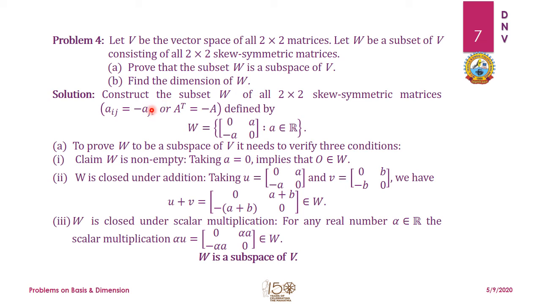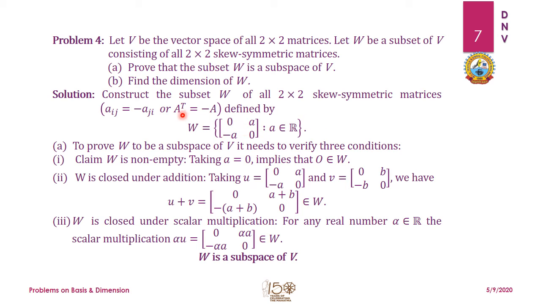So we construct the matrix because it is a skew symmetric matrix, and by definition, the elements have a relation of this type, Aij equal to minus Aji, or the transpose of this matrix is equal to minus of that matrix only. So in order to prove that this is a subspace, we have to verify three axioms or three conditions for a set to become a subspace. So to prove W to be a subspace, we first claim W is non-empty.